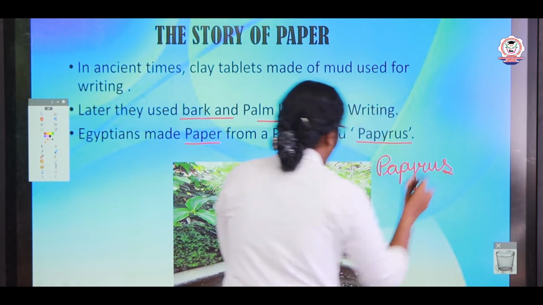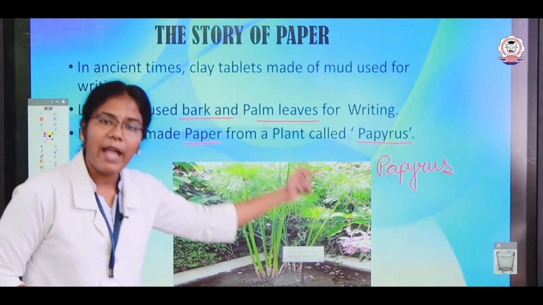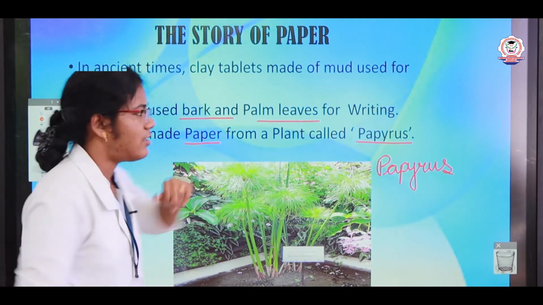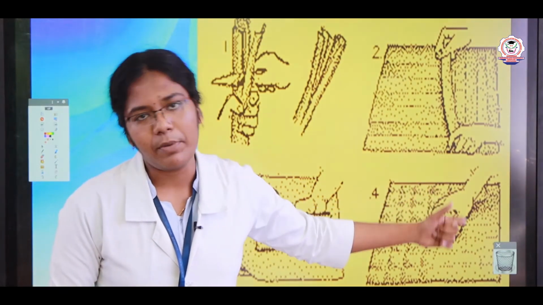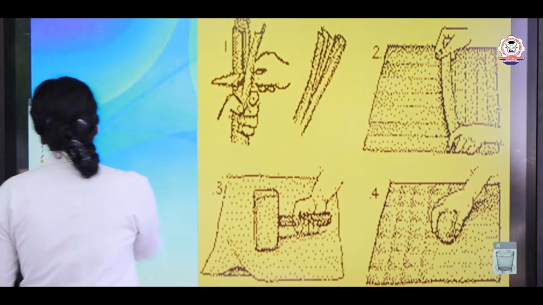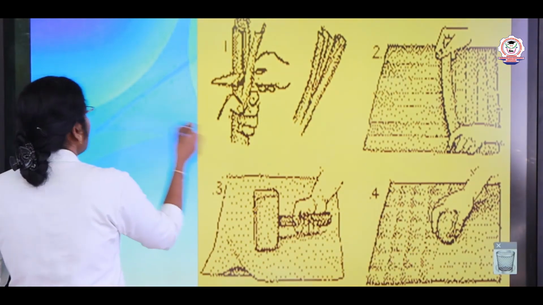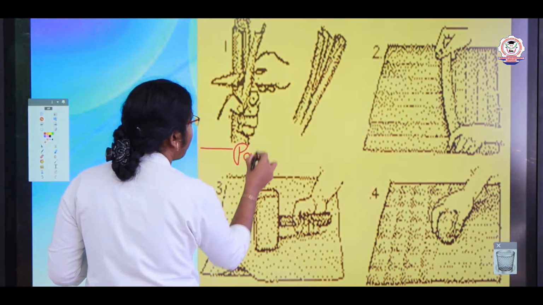P-A-P-Y-R-U-S. Papyrus. The Egyptians made a paper from a plant called papyrus. Now we are going to see some of the steps involved in making paper. Just listen. See the first picture, children. This refers to the plant called papyrus.